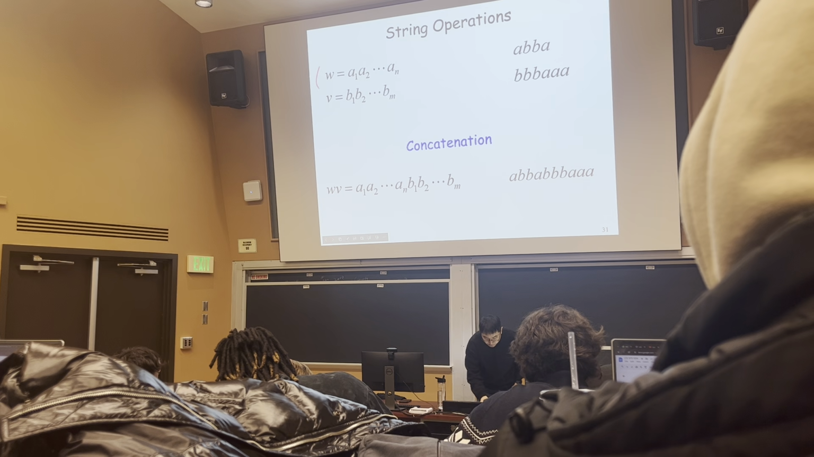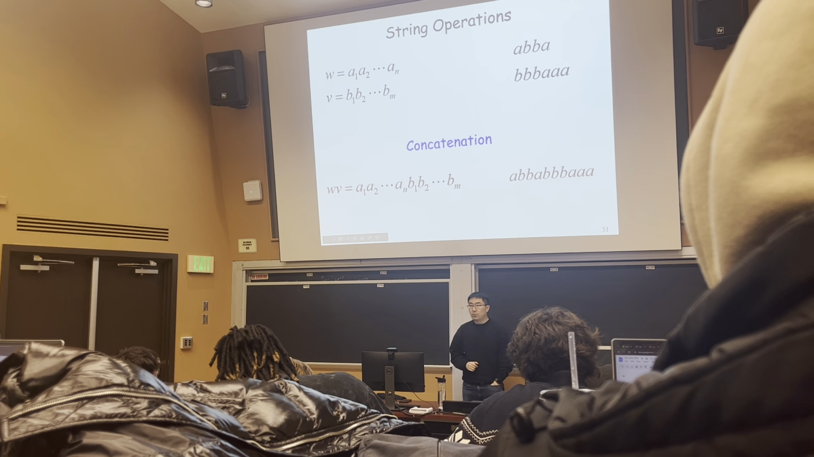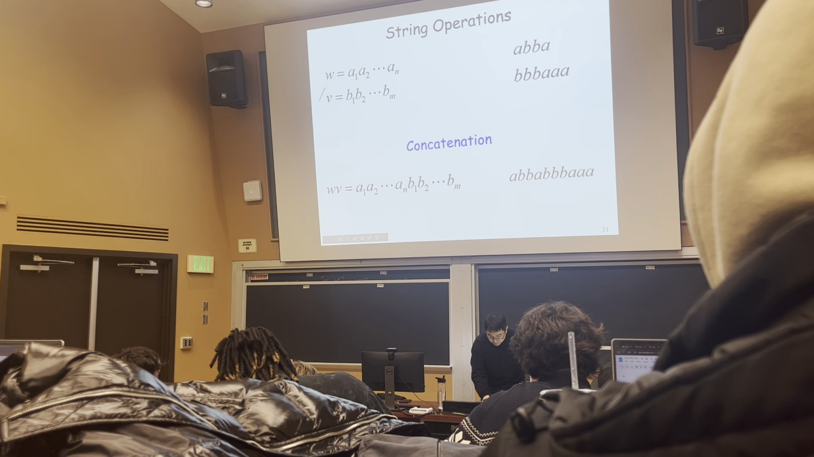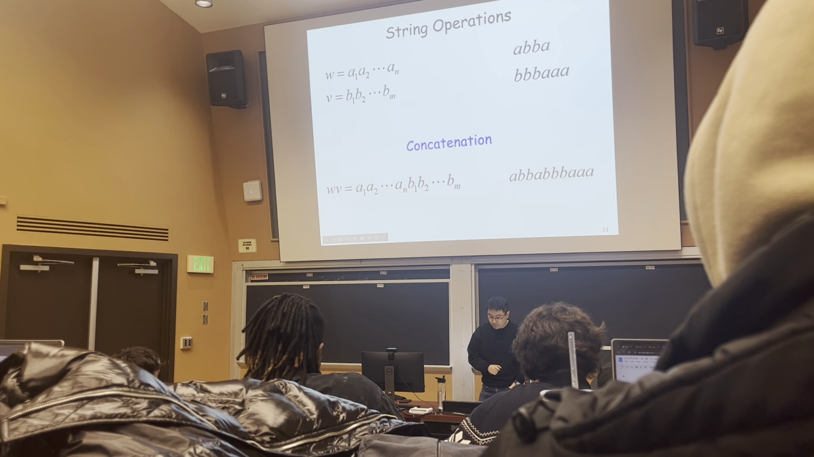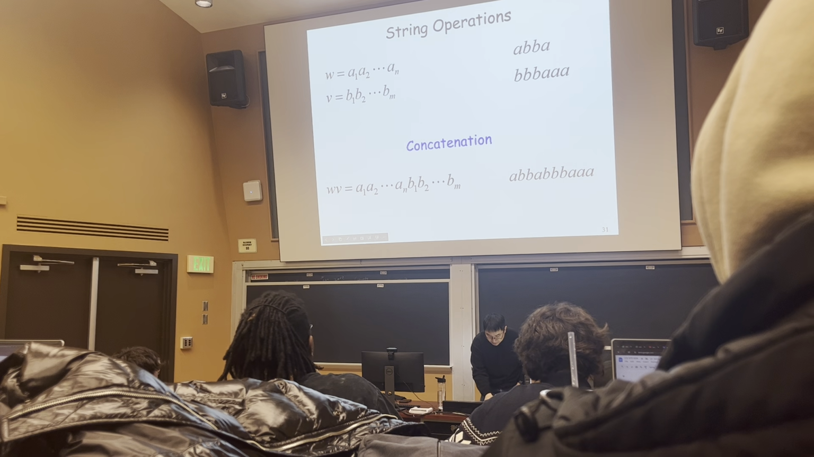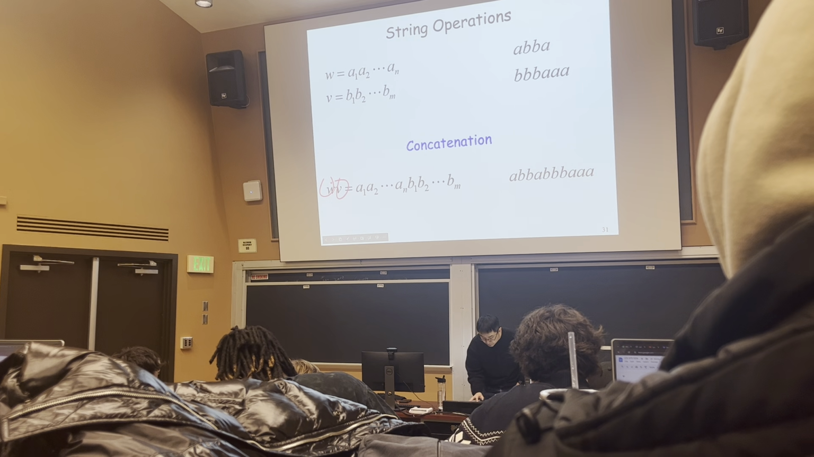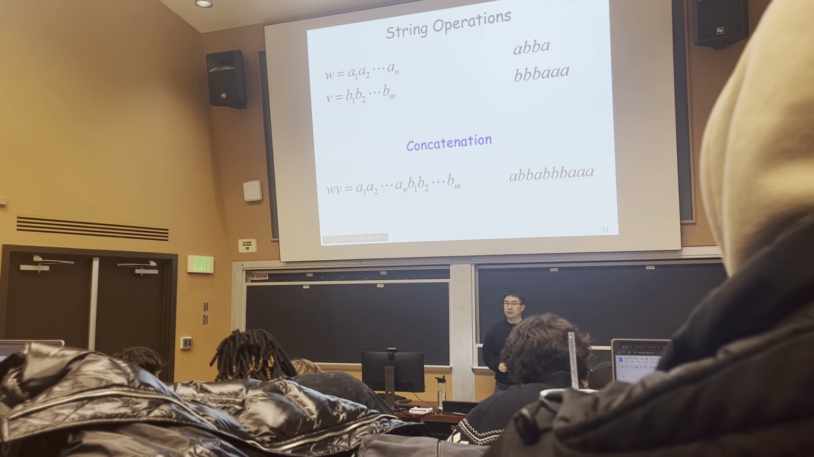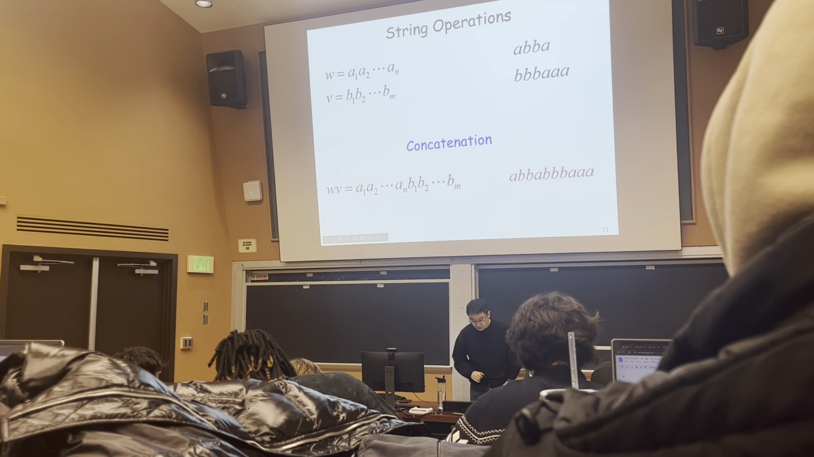After introducing W and V as variables, we can make some operations between the variables, and one of them is concatenation. We can say W is a variable that is a sequence of A symbols, and V is a variable that is a sequence of B symbols. Then we concatenate this string and this string together, and we can generate a number of A's followed by a number of B's. So this is the resulting string.